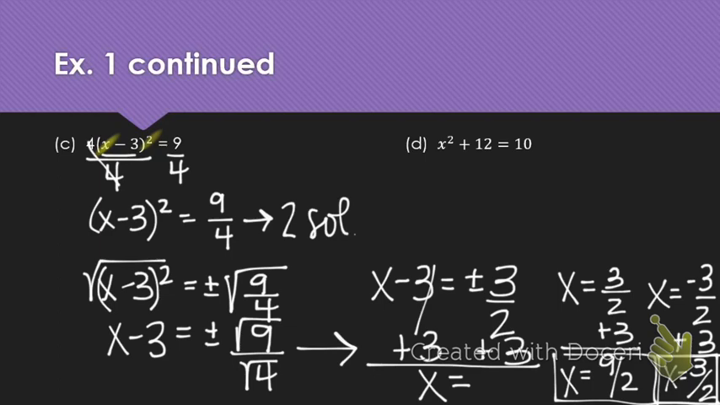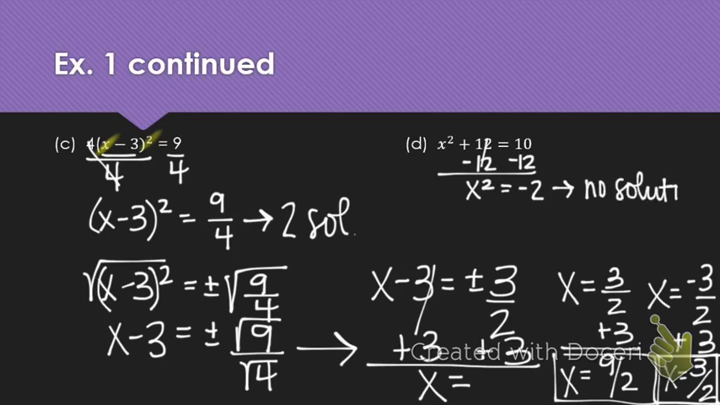Now, look at letter D. What would you do first for letter D? Subtract 12 from both sides. So we have x squared equals negative 2. Now, x squared is isolated. It's set equal to something less than 0. So how many solutions are we supposed to have? No solution. All right, so let's see if that's what happens.